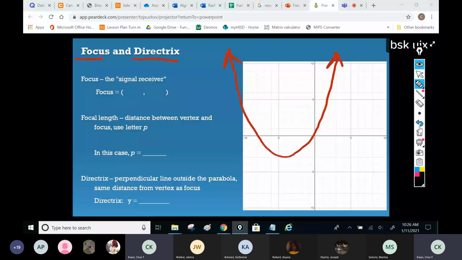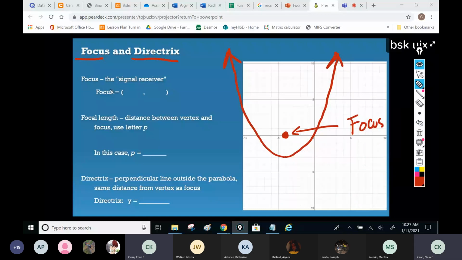Inside the dish, I need a signal receiver. I'm going to put it somewhere right here. This is the signal receiver, and we have a term for it. The proper term for the signal receiver is focus, where all the radio waves, energy, anything that you want to pick up, will always bounce back after they hit the dish, and then hit the focus right here.